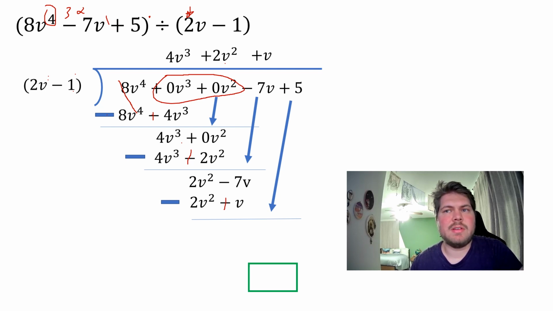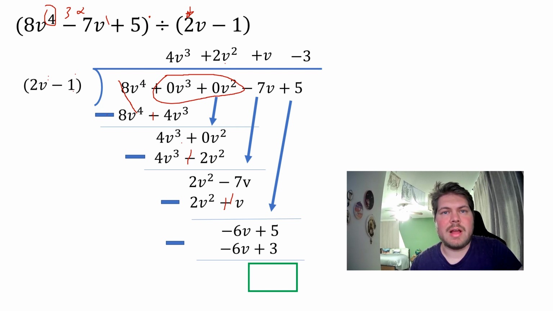So -7 plus 1, or 1 minus 7, gives you -6v plus 5. How many times does 2v go into -6v? Well, we have v's, so we're good. We just need to consider how many times 2 goes into -6, and we'd multiply by -3. So if we multiply -3 by 2v, we get -6v, and then -1 times -3 is +3.